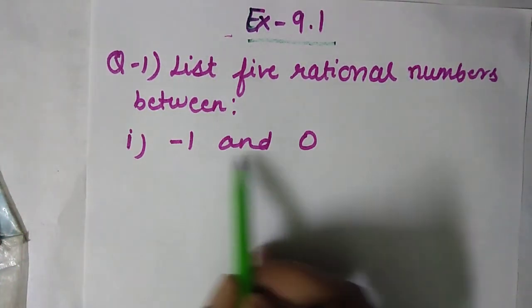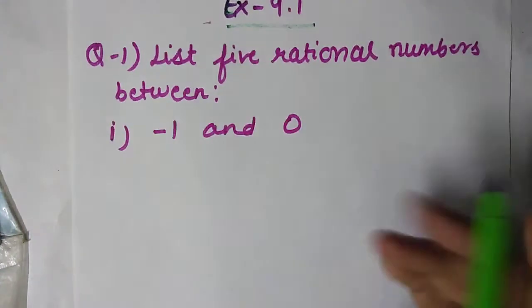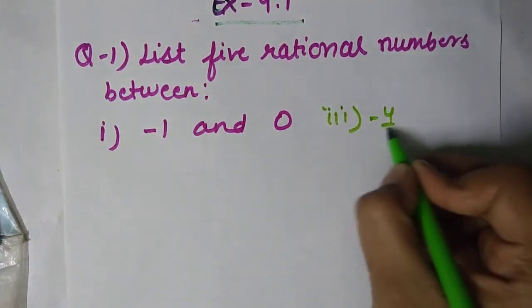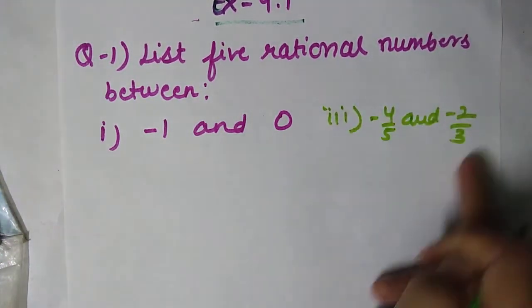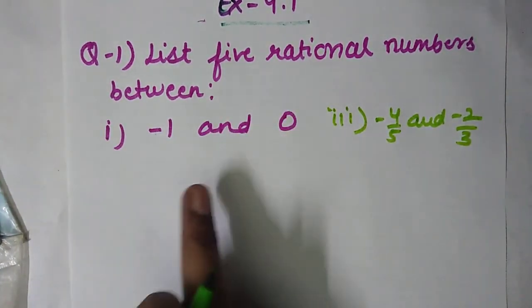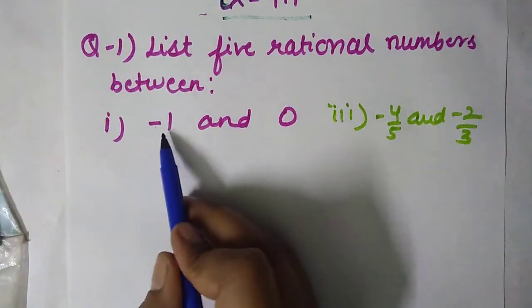So this is minus 1 and 0. It means these are integers. After that I will explain the third part, that is minus 4 by 5 and minus 2 by 3. Here we have fractional numbers and here we have integer numbers. So first I am taking the first part: how you will find rational numbers between these two.